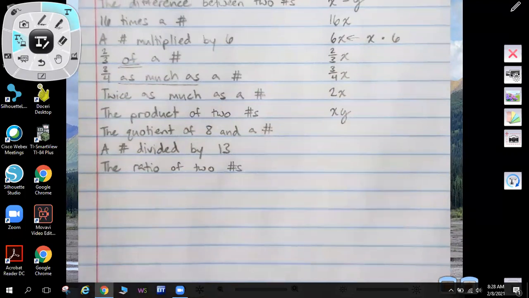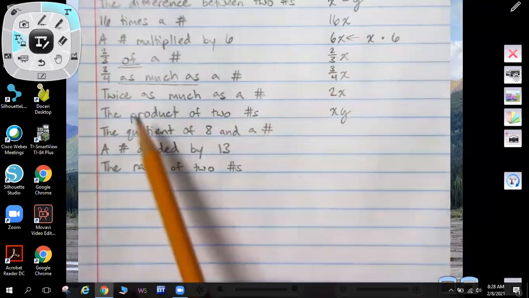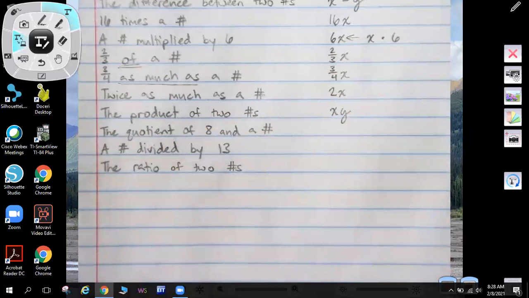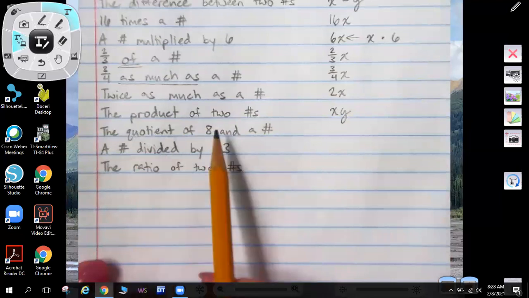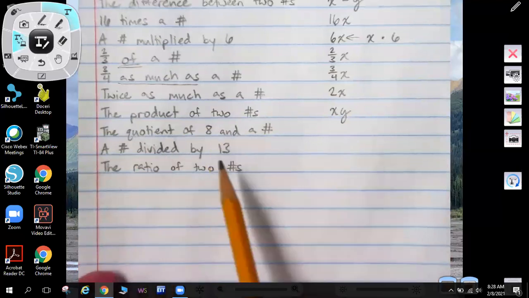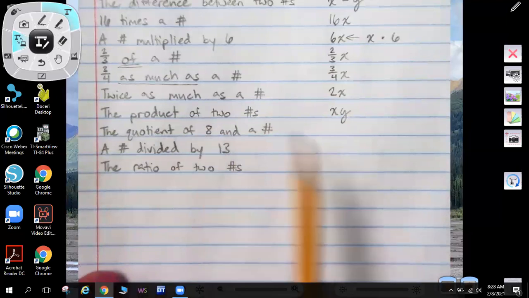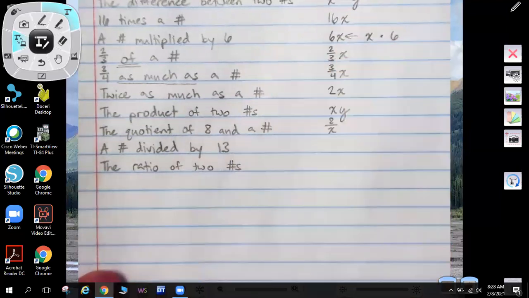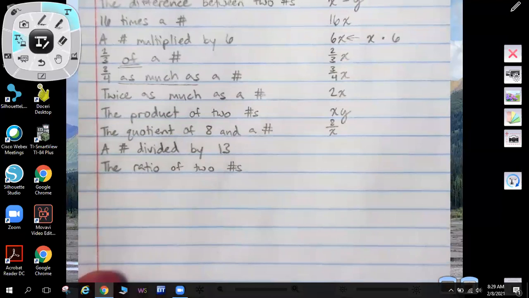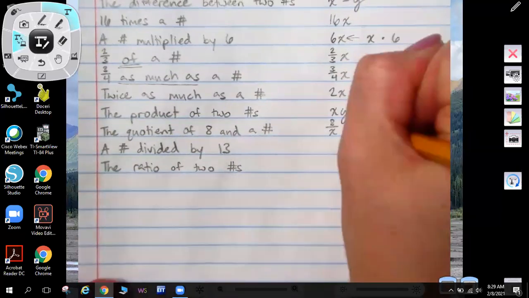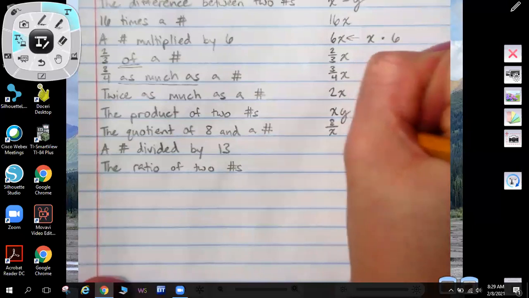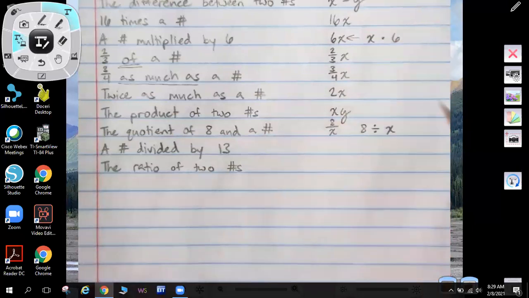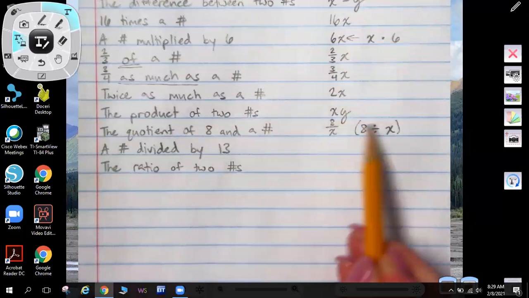Okay, let's look at the math expressions for these. The quotient of 8 and a number. A quotient is the result of division. So we're going to divide 8 and a number. So whatever number comes first is being divided by whatever number comes second. So we write this as 8 over x. Again, it's not wrong to write this as 8 divided by x. But in this class and any upper level math, you're never going to write division like this. You'll always write it as a fraction.